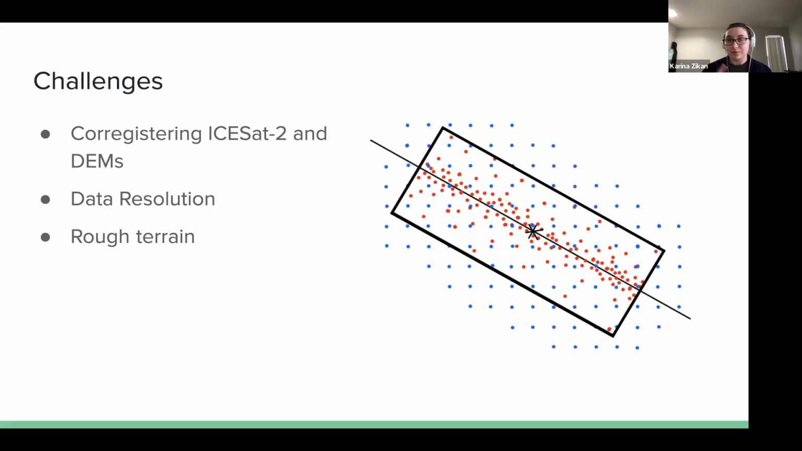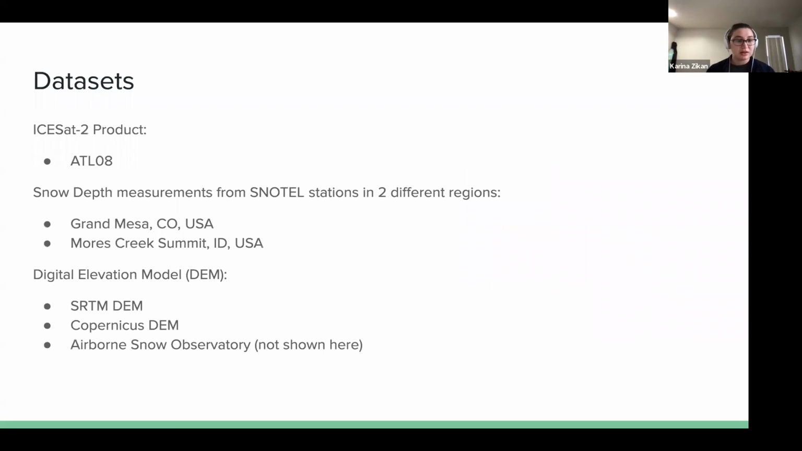And then this little drawing here is giving an idea of what an ICESat-2 ATL08 footprint compared to a DEM might look like. And I will pass it on.